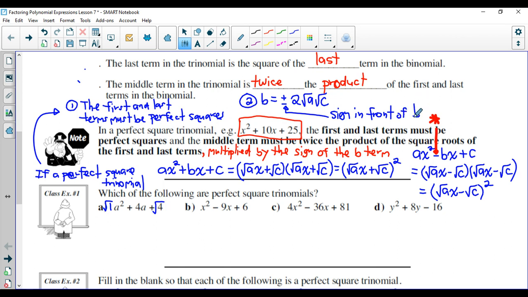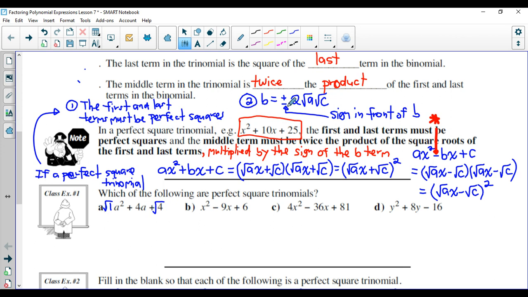Now, I realize all the theory I've written down here is quite confusing. So let's just go through this and perform these tests here. If it's a perfect square trinomial, the first and the last terms are perfect squares. The first term is 1 attached to the a squared. The last term is a 4. They are perfect squares because you can take the square root of them.